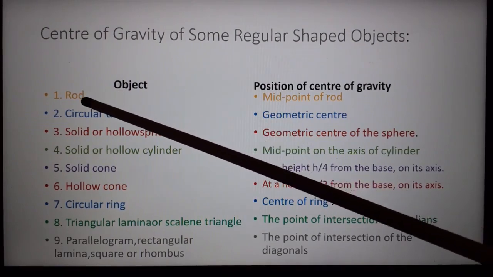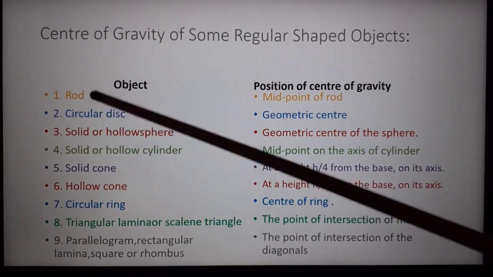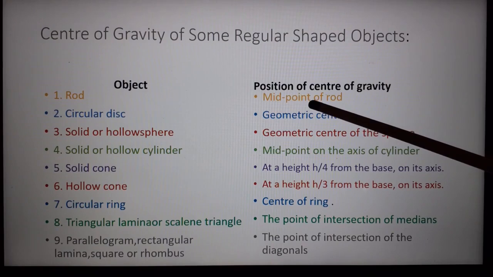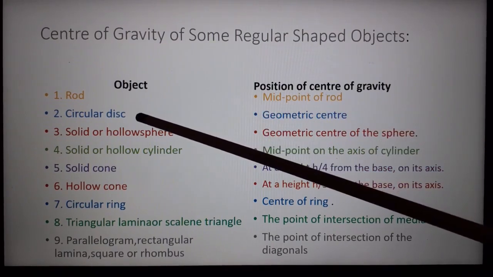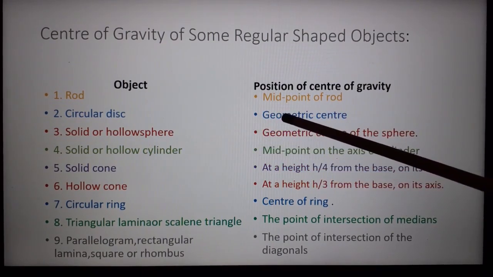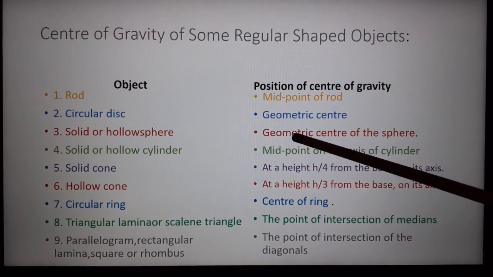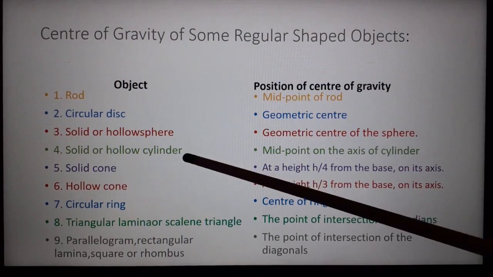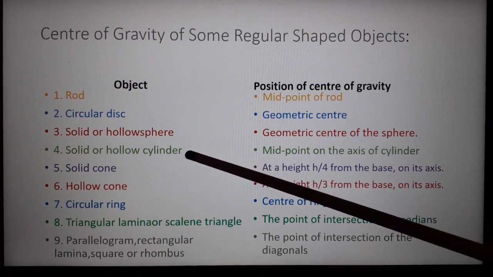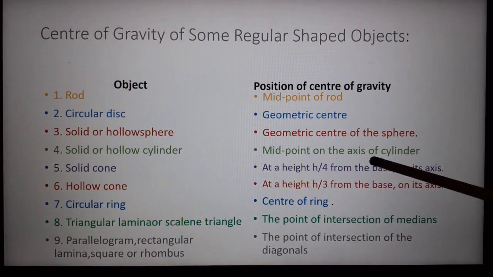Next is center of gravity of some regular shaped objects. Let's take one by one. First is a rod: the midpoint of the rod. Circular disc: the geometric center. For a hollow sphere or solid sphere: the geometric center of the sphere. Solid or hollow cylinder: for cylinders, we need to draw their axis, right? So the midpoint of the axis of the cylinder, right?